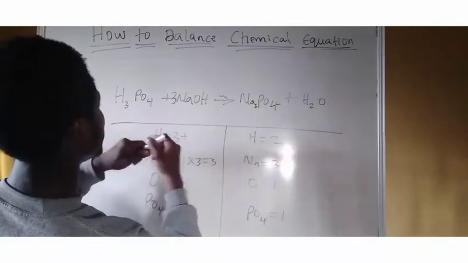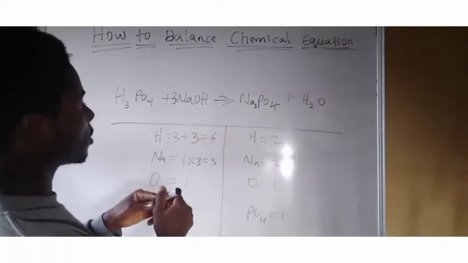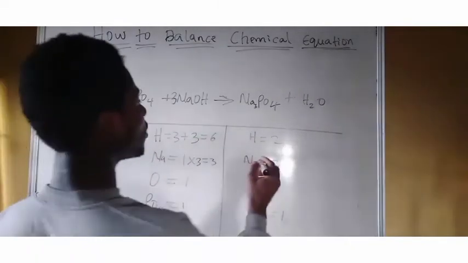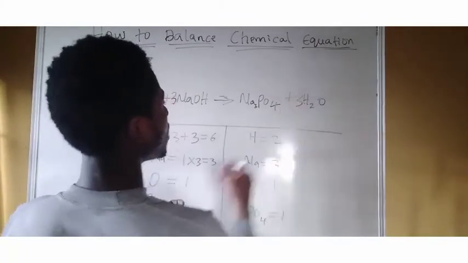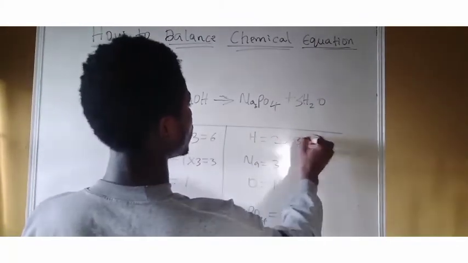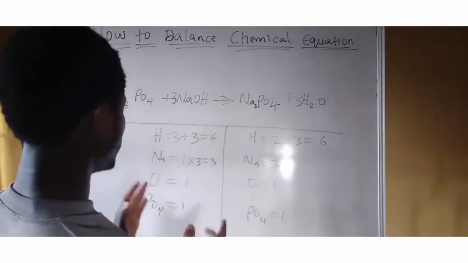So now we have 3 plus 3 giving us 6. Be careful, very tricky. So now on this side of the equation we just have 2. So if we take coefficient 3 here, then 3 multiplies 2, giving us 6 atoms of hydrogen. So now our hydrogen is balanced.